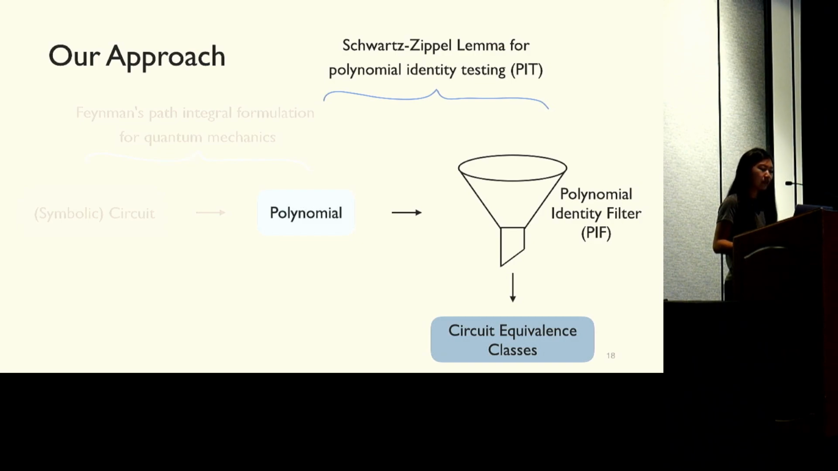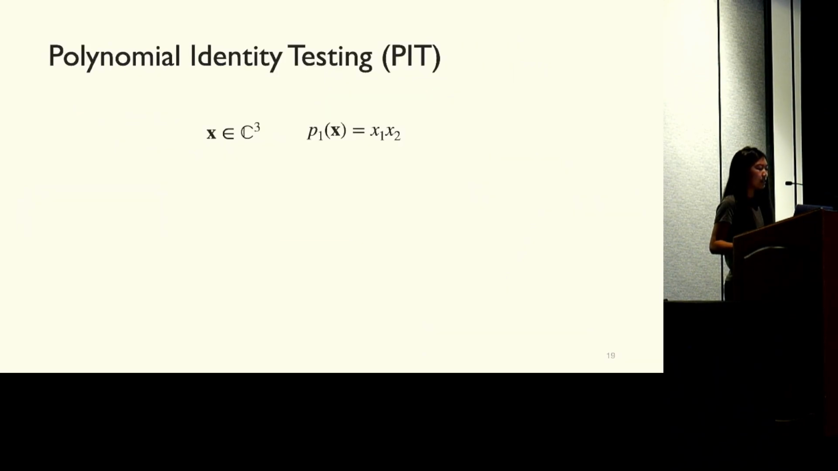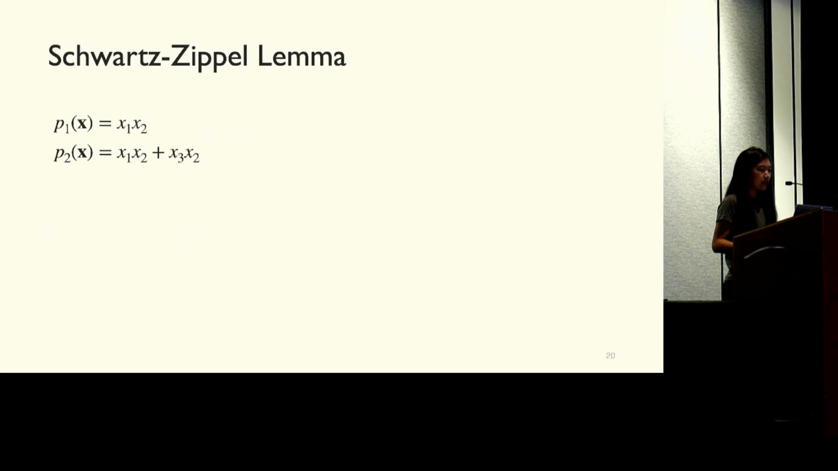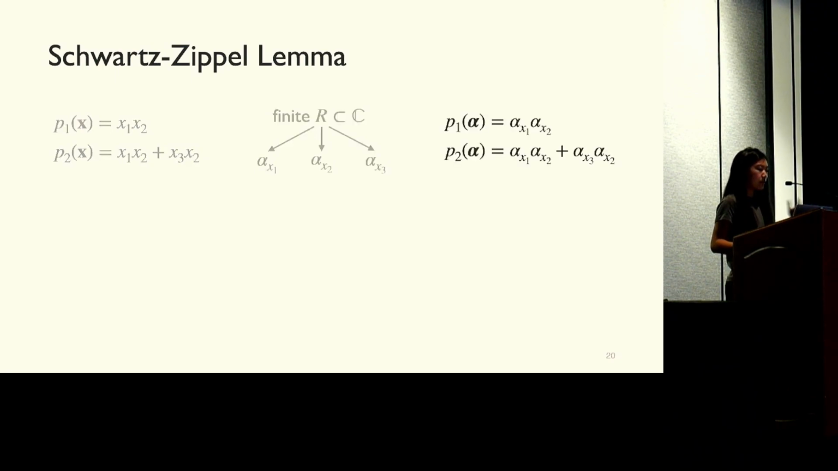So polynomial identity testing is just the problem of, if I have this polynomial P1 and I have another one P2, and I want to check if these are equivalent, and hopefully the check that I use will tell me if they're not. The simplest thing that you might think to do is take a finite subset of the complex numbers and sample some values uniformly and independently, and then plug them into the polynomial and evaluate, and then check that they evaluate to the same value.